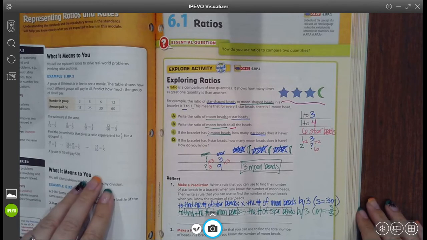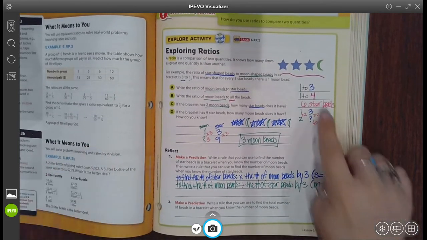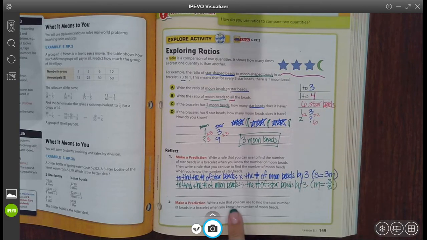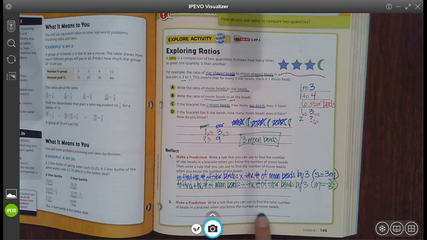So let's go a step further. Remember how for this one we were talking about when you include all the number of beads? So write a rule that you can use to find the total number of beads in a bracelet when you know the number of moon beads. Okay, so think about this one. Come up with a rule and then draw out a bracelet, see if it works. Okay, pause the video.